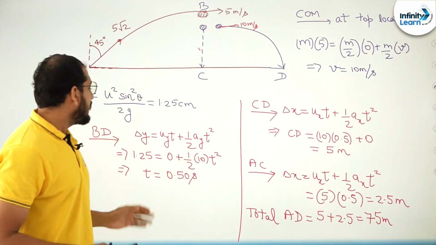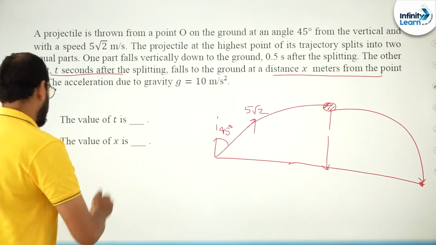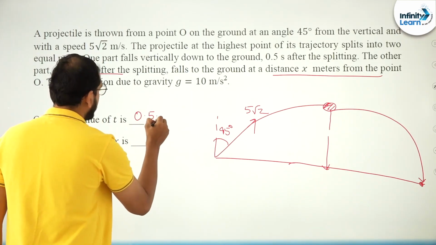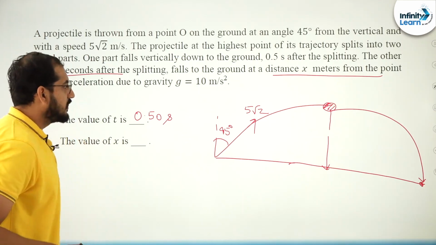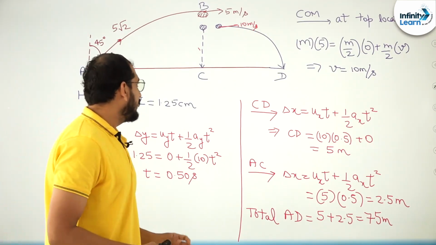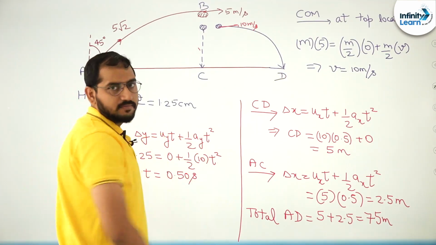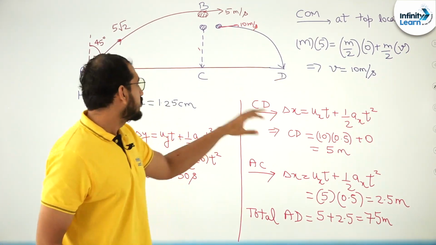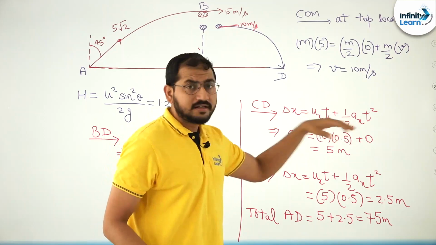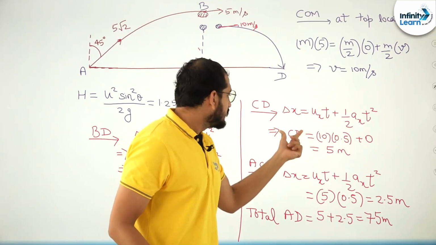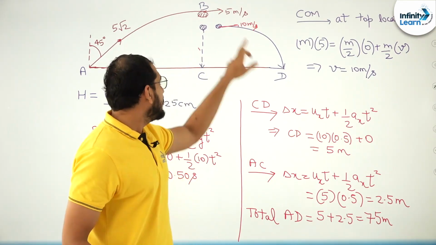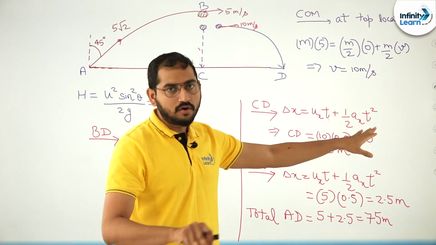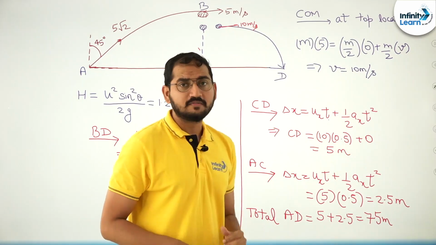So the first part, the question is asking the time, so that time is going to be equal to 0.50 seconds. Later on I need to calculate the total distance AD. In order to do so, first I will calculate the distance CD. I will apply the equation of kinematics along the x-axis. Initial speed 10 is given, time I have already calculated as 0.5 second, no horizontal acceleration, so this is going to give me 5 meter.